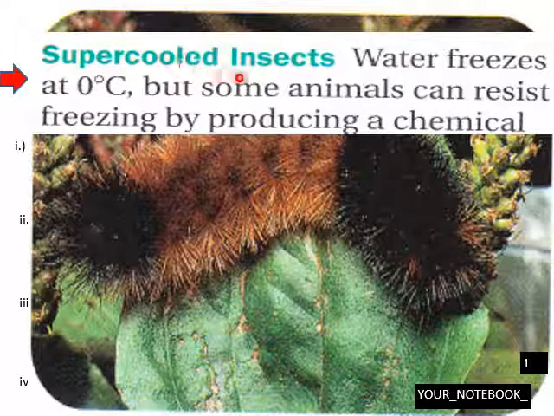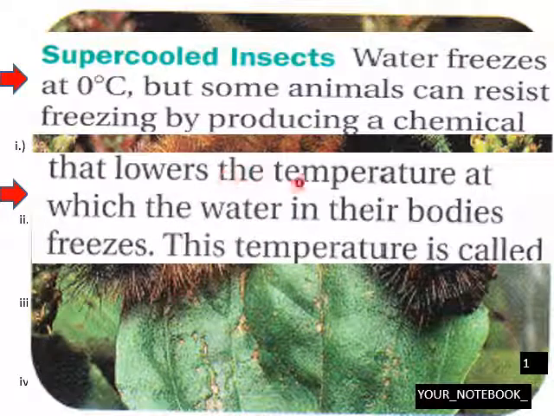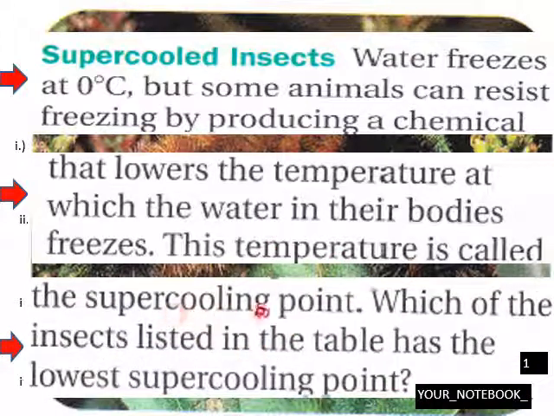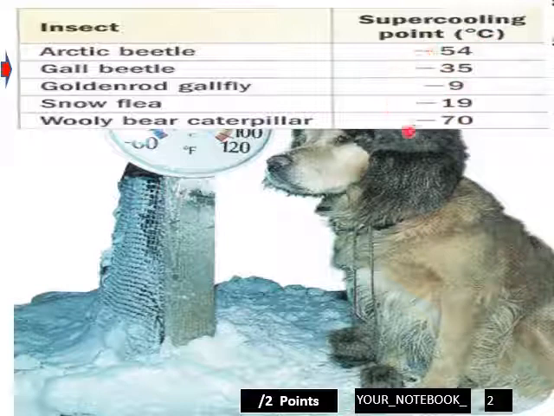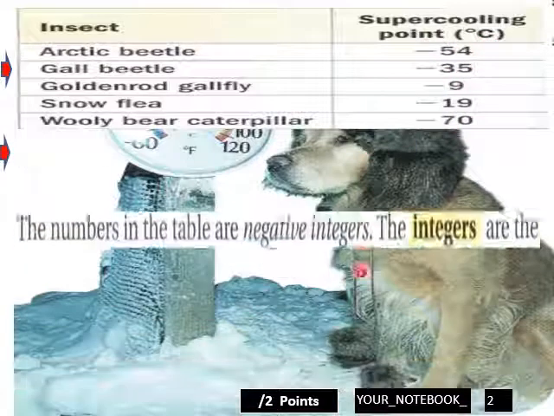Into your notebook, students: supercooled insects. Water freezes at 0 degrees centigrade, but some animals can resist freezing by producing a chemical that lowers the temperature at which the water in their bodies freezes. This temperature is called the supercooling point. Which of the insects listed in the table has the lowest supercooling point? So copy this down, put this in your notebook, slide 1. We're going to at least have a table here showing these supercooling points, negative 54 Celsius, etc. So these are supercooling points.